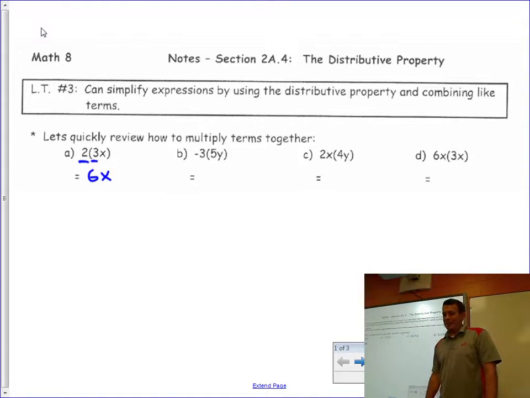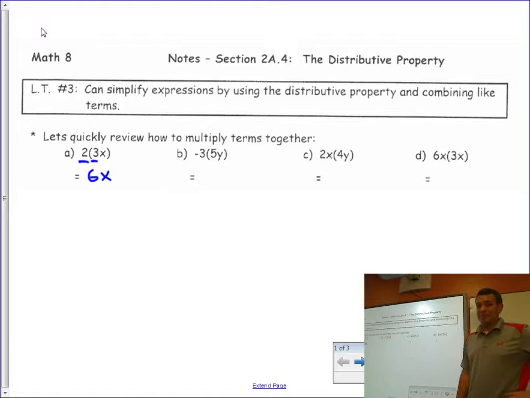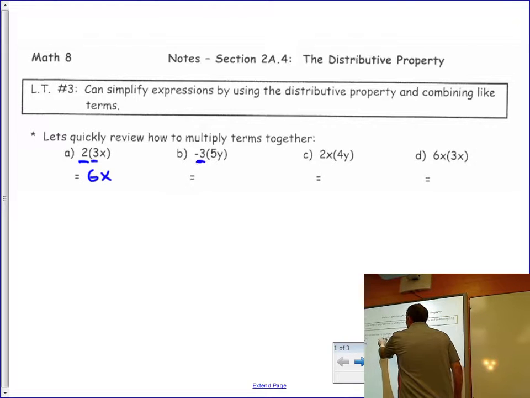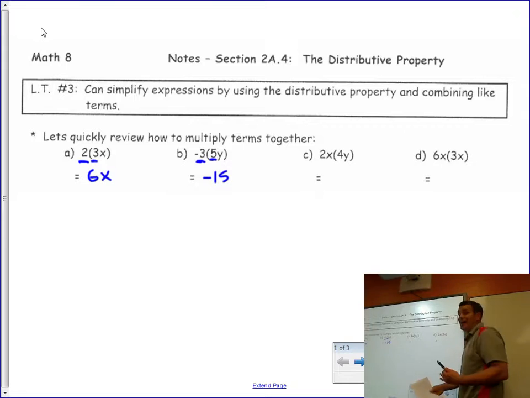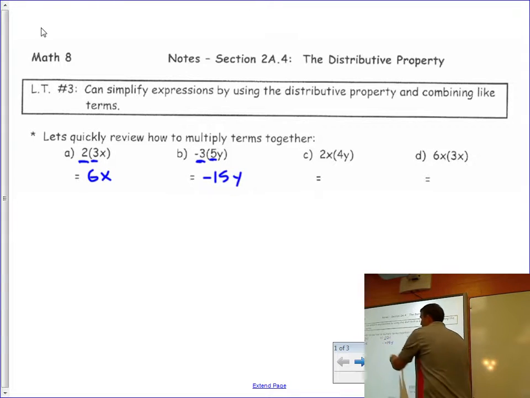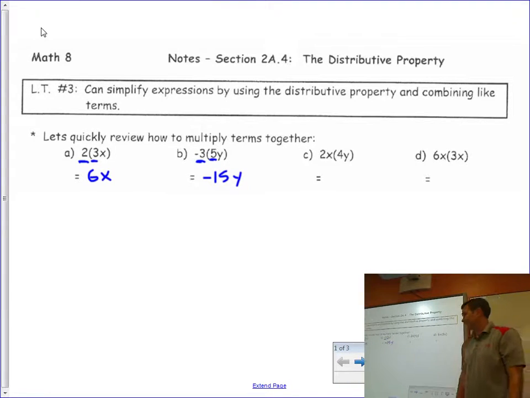In the second example, I have a negative number times 5y, so I need to pay attention to my signs. I need to multiply negative 3 times 5. Negative 3 times 5 gives me negative 15, and then I have times y, or negative 15y.